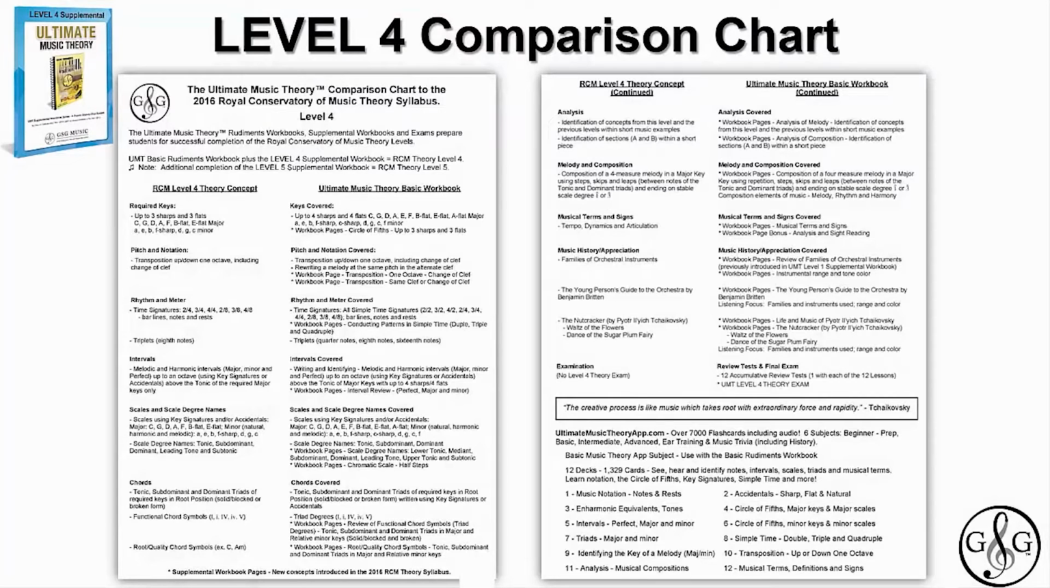The level 4 comparison chart maps out the RCM level 4 theory concepts with the level 4 supplemental workbook. Now the supplemental workbook pages are indicated with a little star as new concepts introduced in the 2016 RCM theory syllabus. And these concepts are reviewed in the analysis pages. Now the basic rudiments workbook includes 12 accumulative review tests. Plus, there is a level 4 theory exam as well, and that's included in the supplemental workbook.